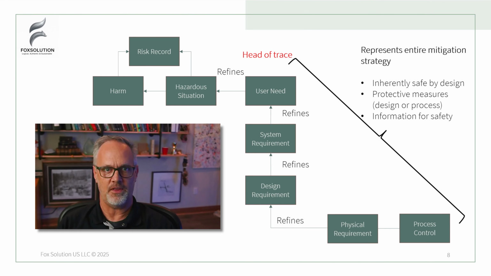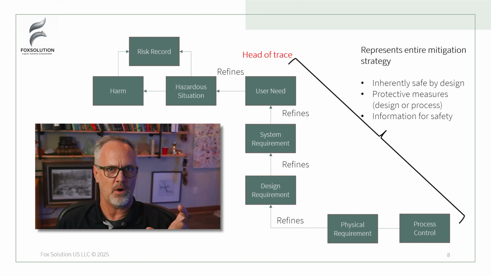Now, the problem with that is what the theory would tell you is you can't control the occurrence of the harm unless you control the P1 factor, which is the hazardous situation. So the first thing we want to do is assure that we have control over that hazardous situation occurrence, so we need to track it. Okay, so that's sort of this hazardous situation harm risk record group.